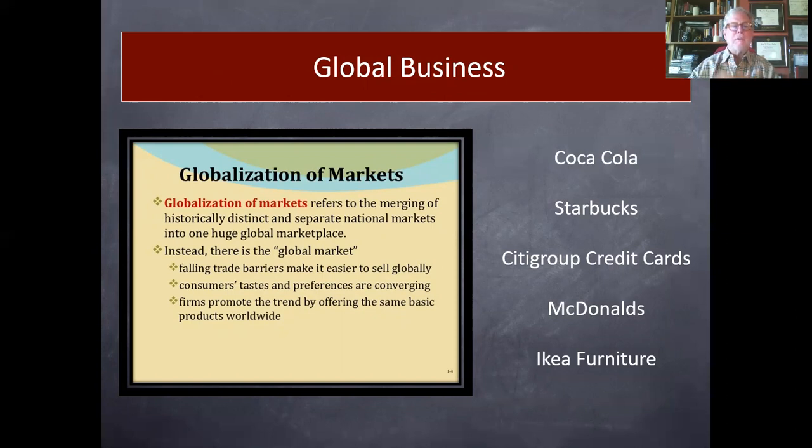Instead, there is the global market, in which falling trade barriers make it easier to sell globally. Consumers' tastes and preferences are converging. Firms promote the trends by offering the same basic products worldwide. So who does this sort of thing? Well, here are some very good examples: Coca-Cola, Starbucks, Citigroup credit cards, McDonald's, and IKEA furniture is another one.